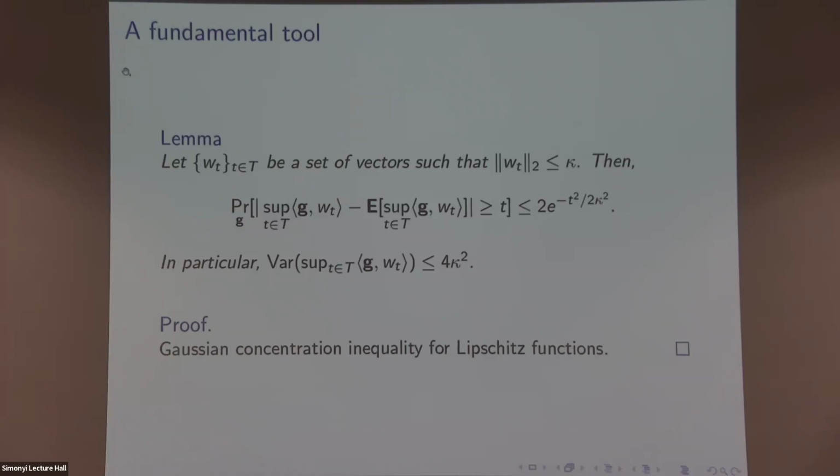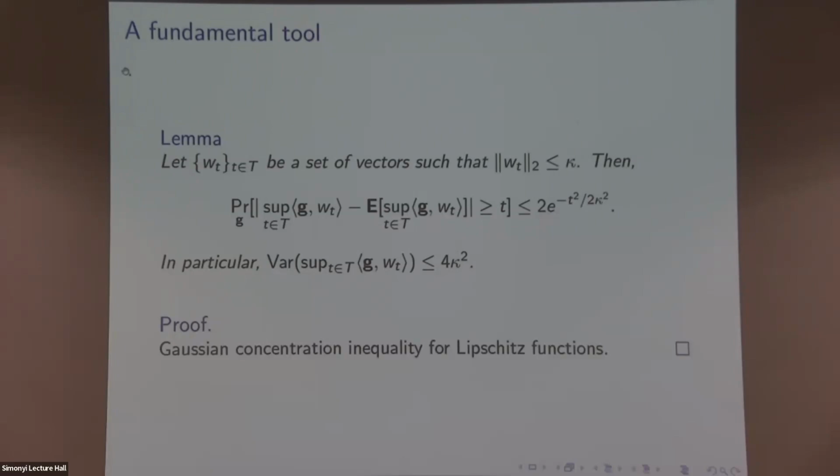This is something classical, well known: any Lipschitz function over the Gaussian space is concentrated, where the deviation depends only on the Lipschitz constant. If I look at the sup of the inner products of W1 with x, up to Wt with x, as a function, call it f of x, the Lipschitz constant of f is at most the max of the norms of the Wi's.